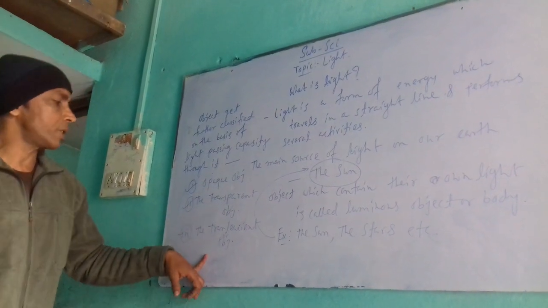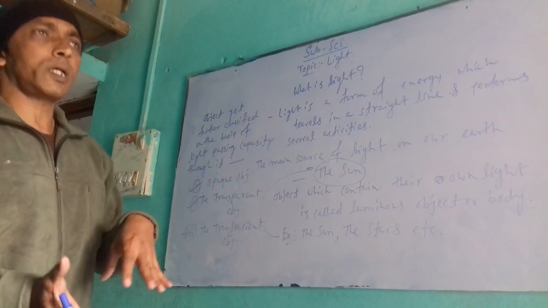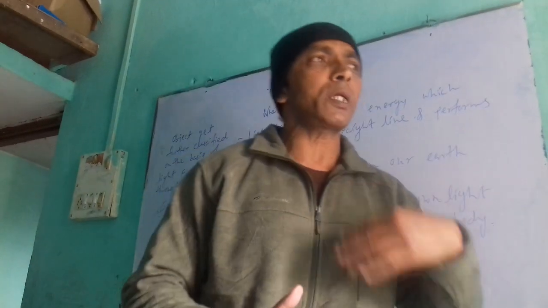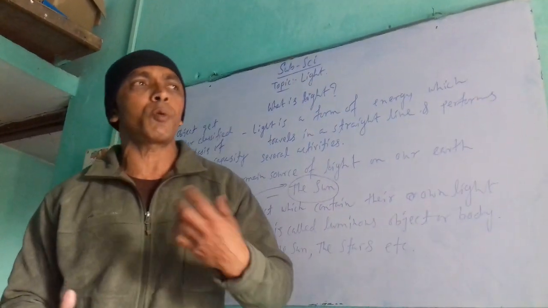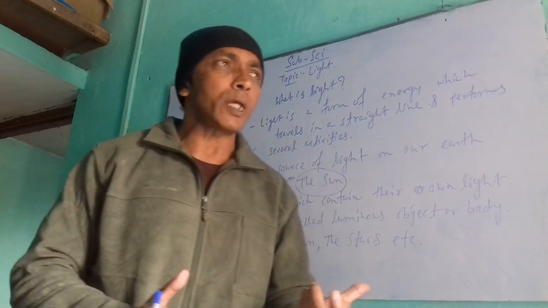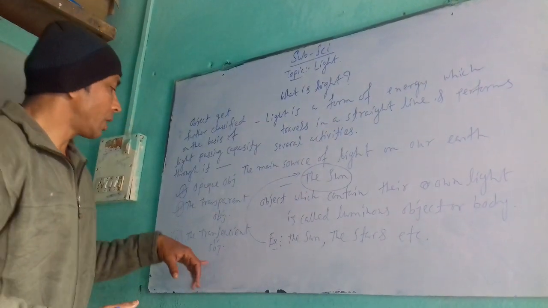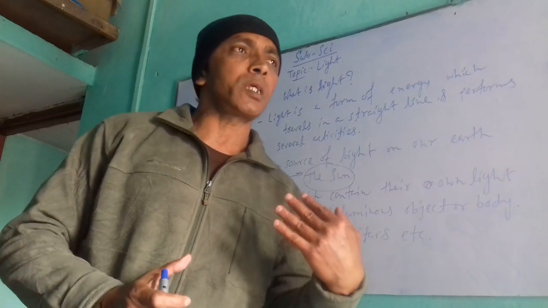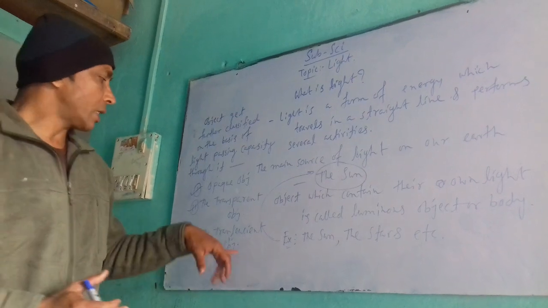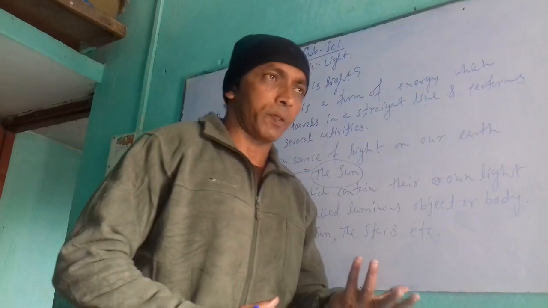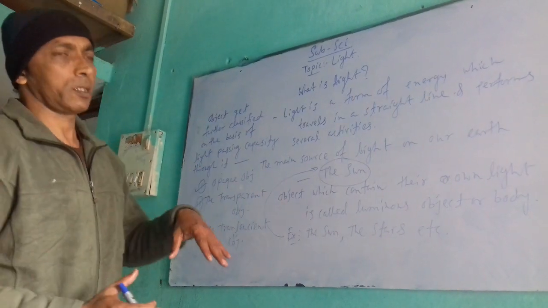Third, translucent object. A translucent object is an object through which light passes slightly. That means it has the ability to pass the light through it in a less way or slight way, and that's why it produces a shadow which is very faint in nature, very hazy, very light. Example, translucent objects: oil paper or butter paper, smoked glass, etc.